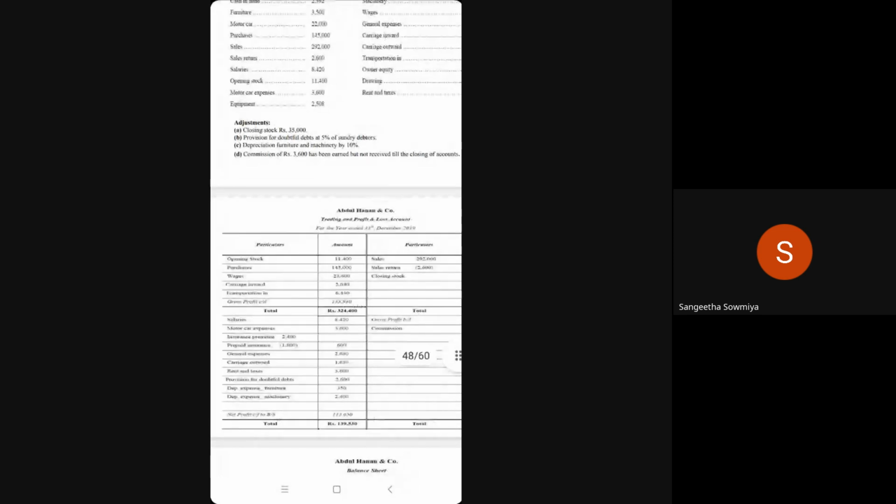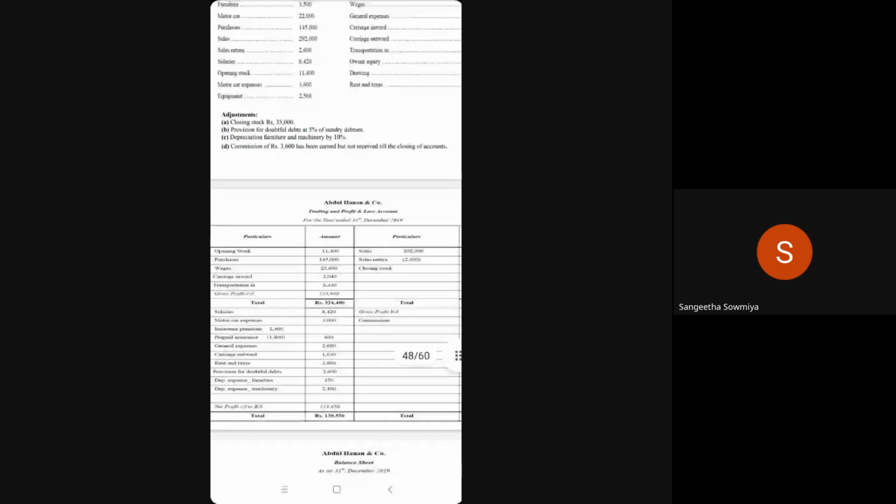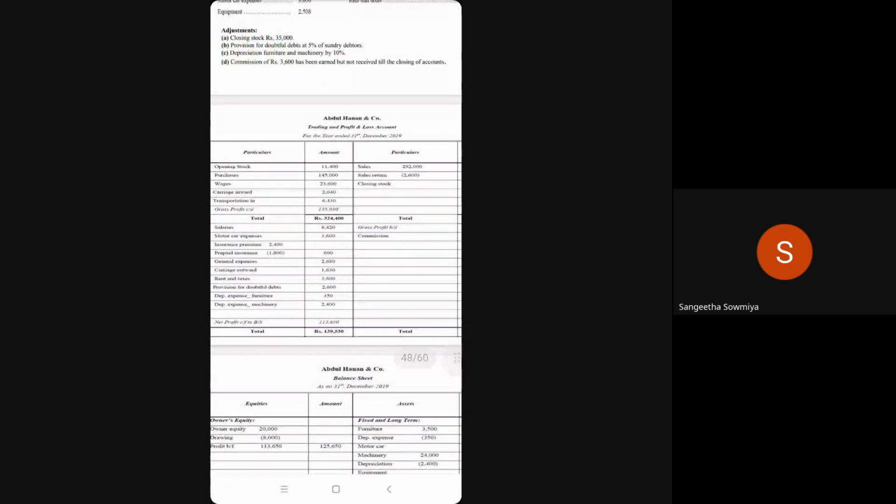Commission, what is given in your adjustment? Commission 3,600 has been earned but not received till the closing of accounts. That means what? Earned but not received. You have rendered services but not received. That means it is an income. Commission earned but not received is an income. That is why you have to show it in the credit side of your profit and loss account.